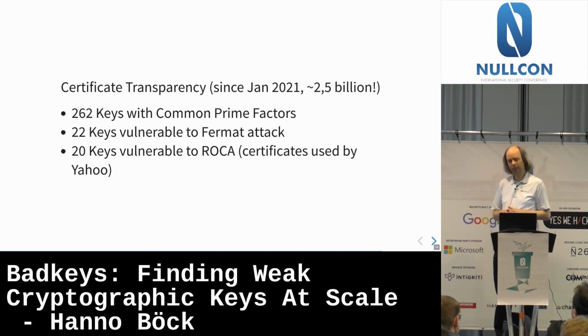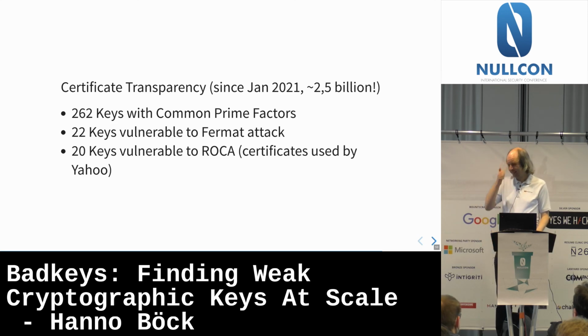Then again I found a few keys vulnerable to this Fermat attack. They were mostly from Canon printers, because these Canon printers had a feature to generate certificate requests, and then you could supply that to a CA and get a real web trusted certificate for your printer.